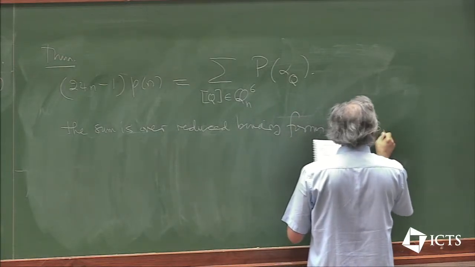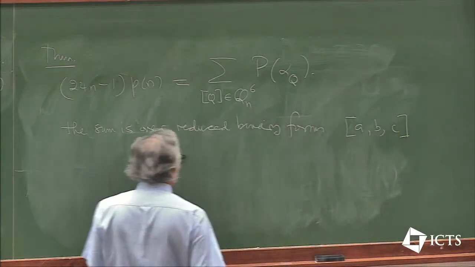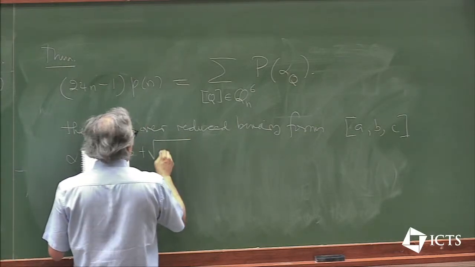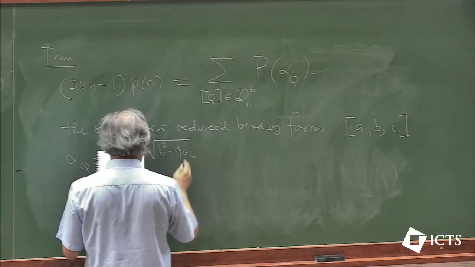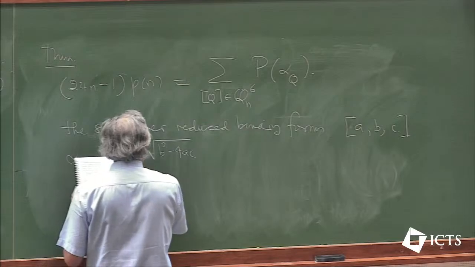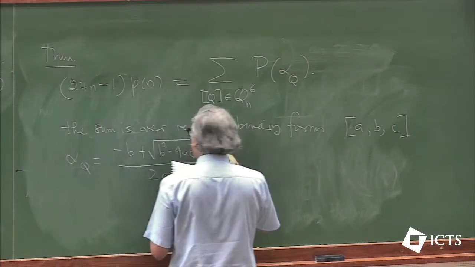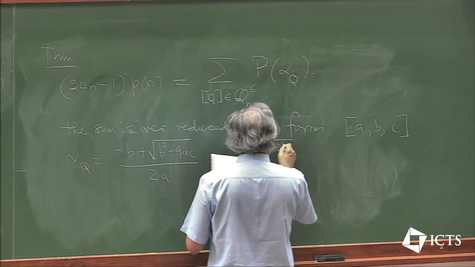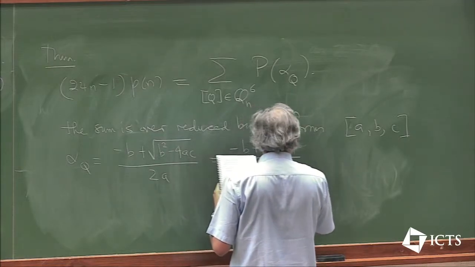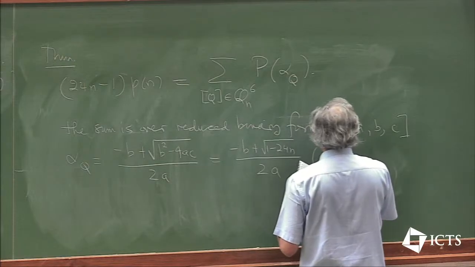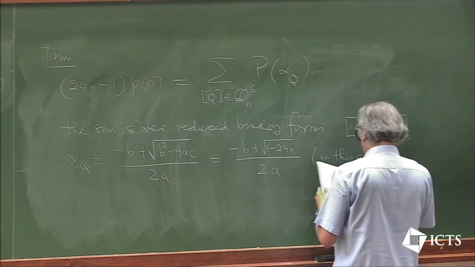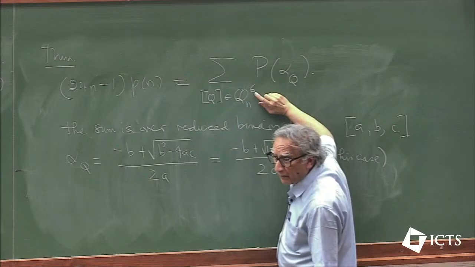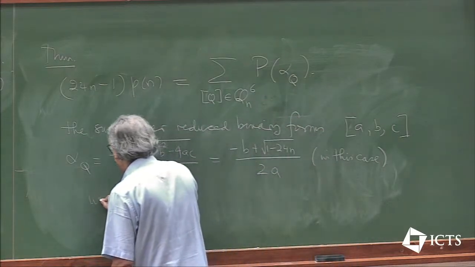ABC, this notation was already introduced in the earlier talks. Alpha Q, of course, is equal to minus B plus the square root of B squared minus 4C. But in this case, of course, the discriminant is going to be 1 minus 24n. So it's equal to minus B plus the square root of 1 minus 24n, over 2a in this case. And there's this 6 business, that I have some additional congruence conditions.